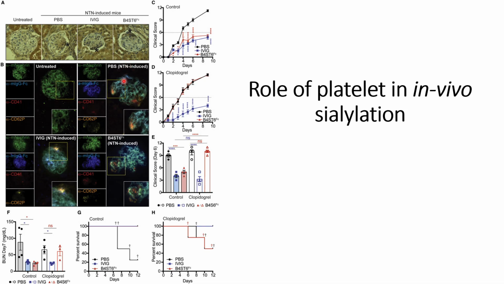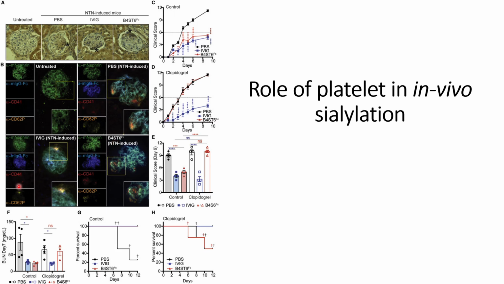However, when the mice are induced with NTN, they can see the CD41 marker, that is the platelet marker, and the activation marker of the platelets, CD62P, is also visible. So this indicates that activated platelets are present at the site of inflammation, and treatment with IVIG and B4ST6FC in the NTN induced mice does not affect the presence of these markers, which can still be seen in the IVIG treated and B4ST6FC treated NTN induced mice.